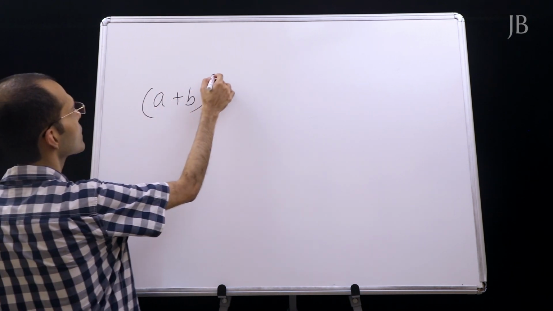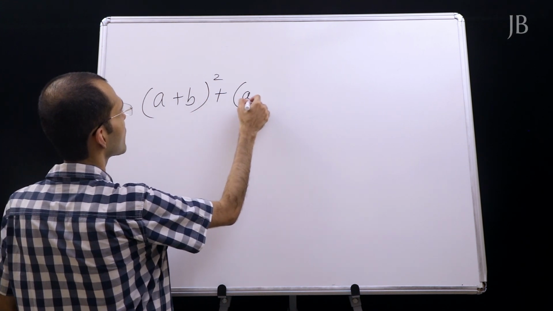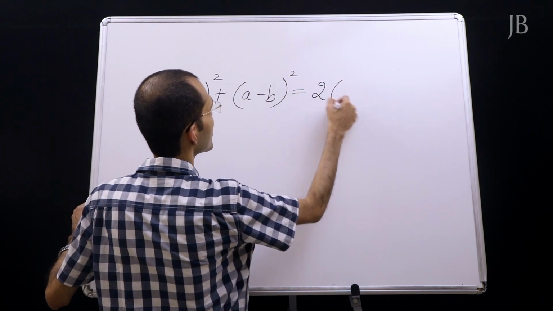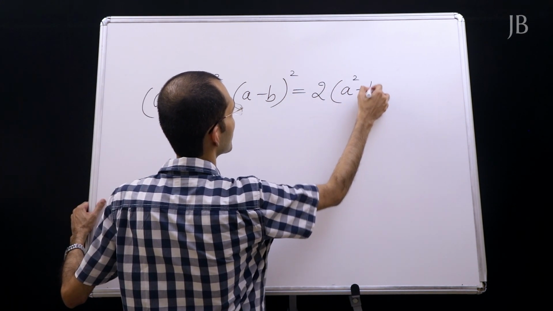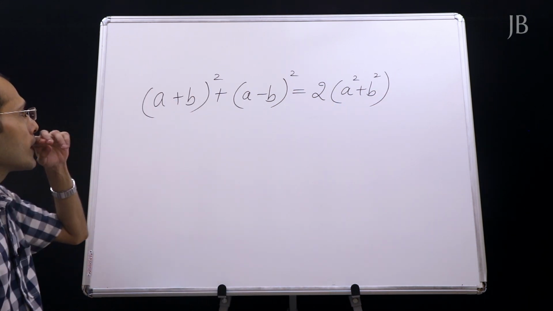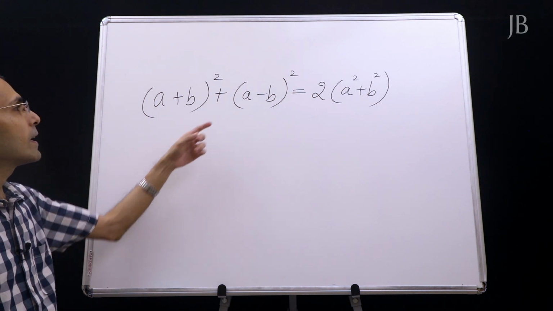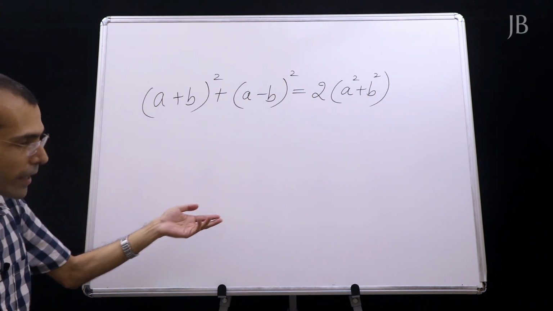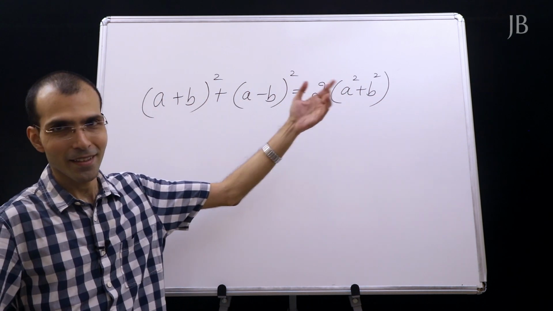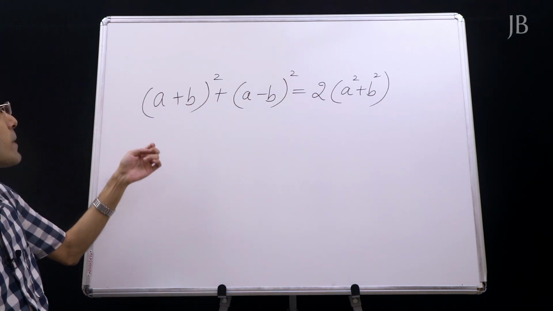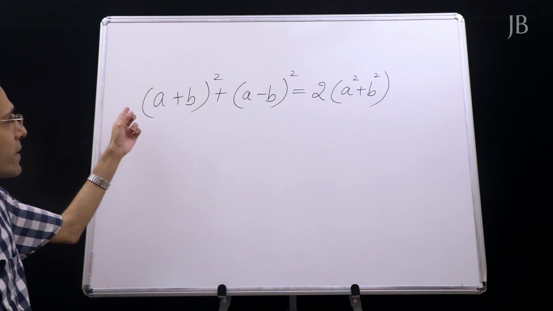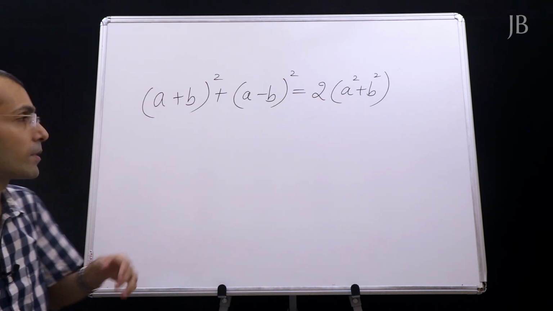A plus b the whole square plus a minus b the whole square is twice of a square plus b square. So this is very useful if a plus b is given and a minus b is given and you wish to find a square plus b square. So directly you will get it, rather than squaring this and from that extracting this. You can use this directly also if you are comfortable.